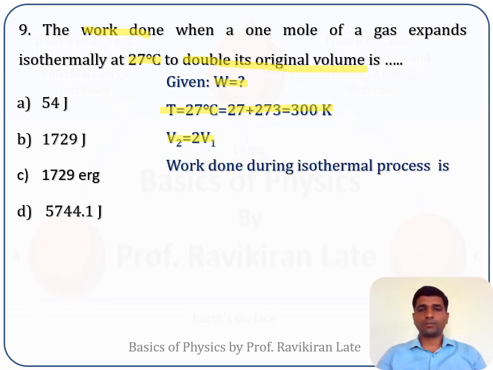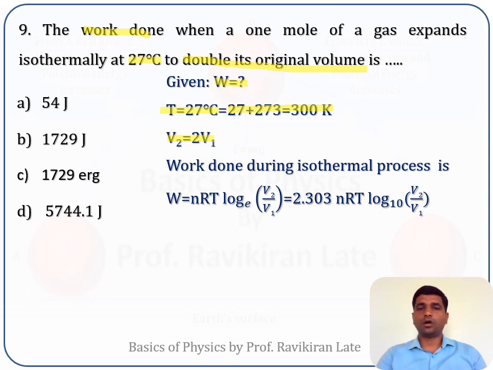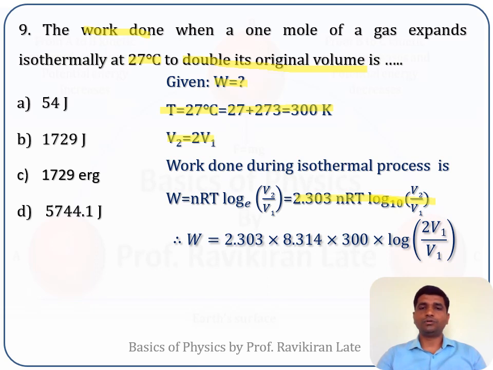So for work done during an isothermal process, we know the formula nRT log V2 by V1. For the calculation purpose we will be using a calculator, so we can use the log to the base 10. Its formula will be 2.303 nRT log V2 by V1. Now we'll just substitute the values. Value of n will be 1, which we had not written. Value of R will be 8.314. Temperature of the system is given over here, which is 300 Kelvin, and in log V2, V2 is equal to twice of V1, so V1 will get cancelled.